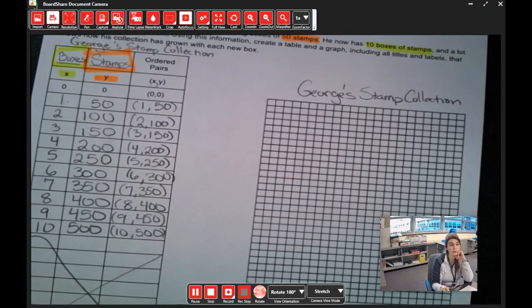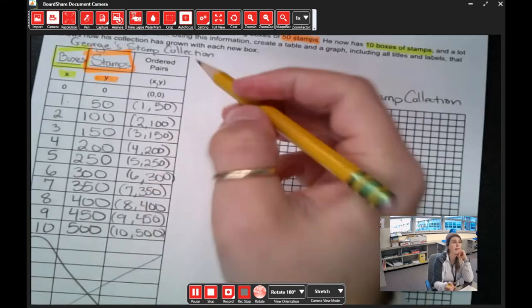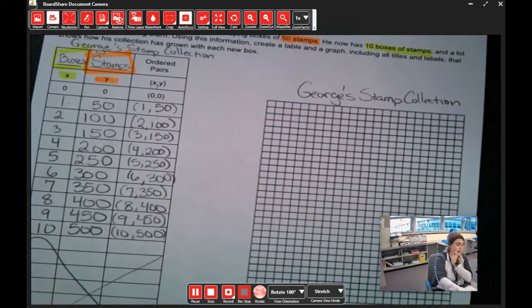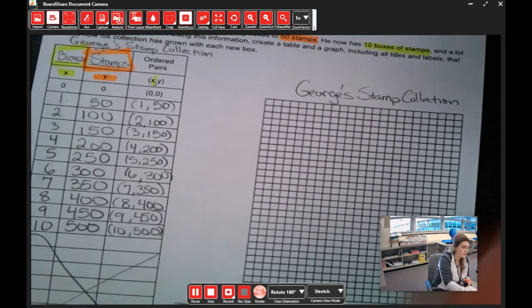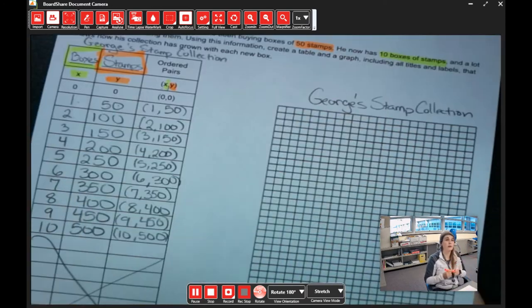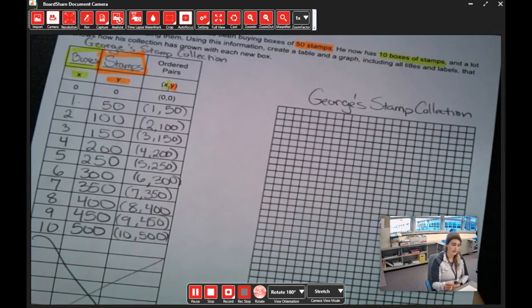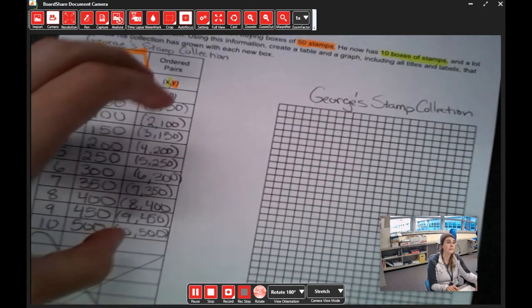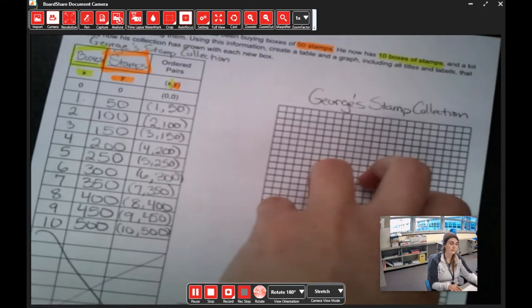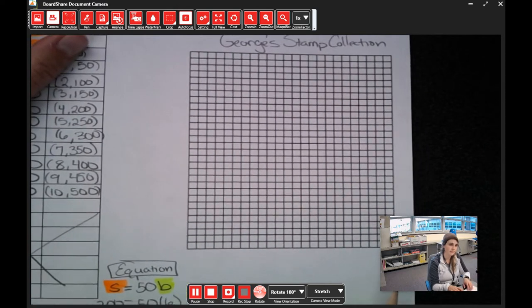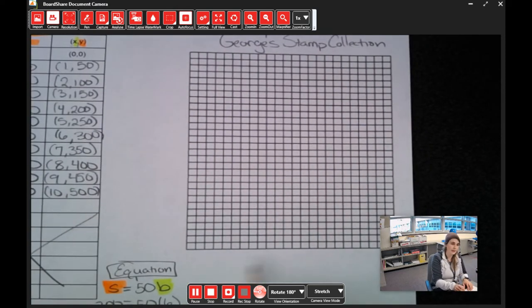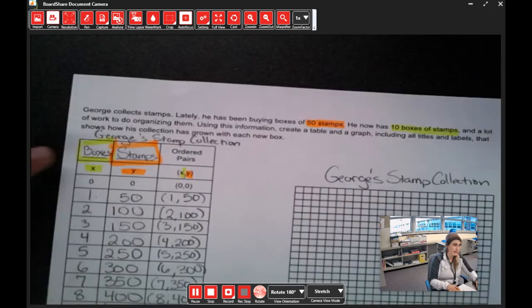Cool, cool. Those are all my ordered pairs, and I followed the format that was asked of me. And just if you're a color-coordinated person, all of my X's are on the left, as you do, and all of my Y's are on the right. Now I need to take this information and put it onto my graph. So let me set myself up so you can see my whole graph here. I need a label for the bottom. That's going to be boxes.